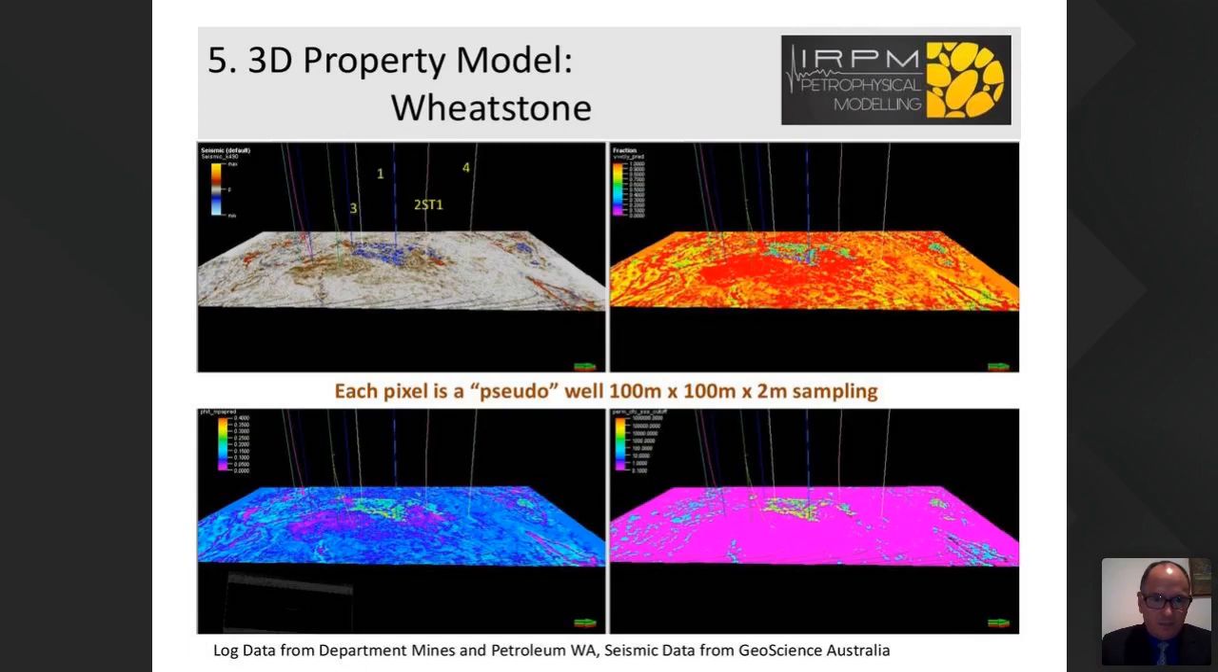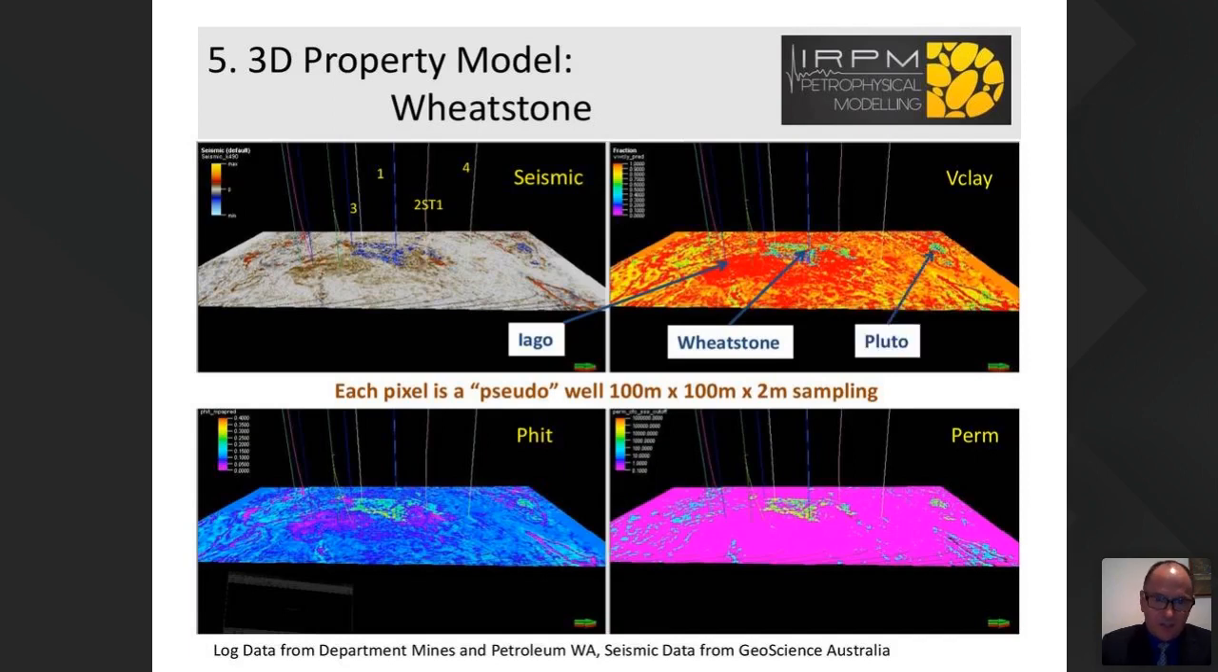We've got the seismic in the top left corner there, and we've got 4 of the Wheatstone wells. So you can see the seismic. And on the right, we've got the 3D property V-clay, the porosity in the bottom left, and the permeability. So this actually covers 3 different fields, although it's calibrated to the Wheatstone field here. It also covers the Iago field, which is in pressure communication. And it also starts to predict the start of the Pluto field, which is a neighbouring operating company.